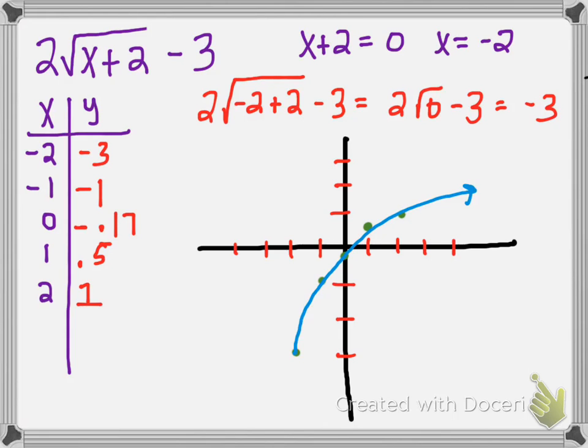Now, make sure you understand that with a square root function, it does not continue on forever. It's got to have a stopping point because you have to stop evaluating at some point based on what's going to make the inside negative.